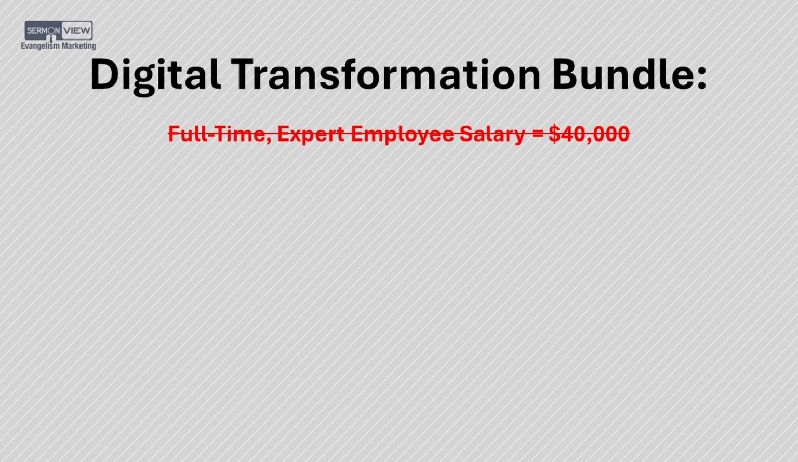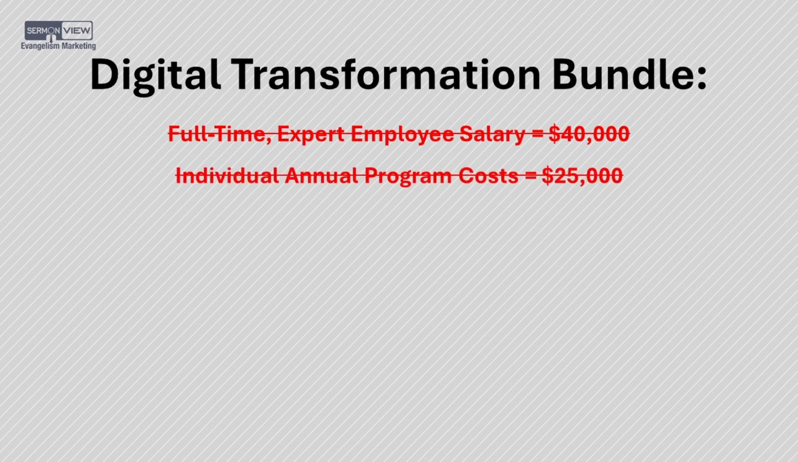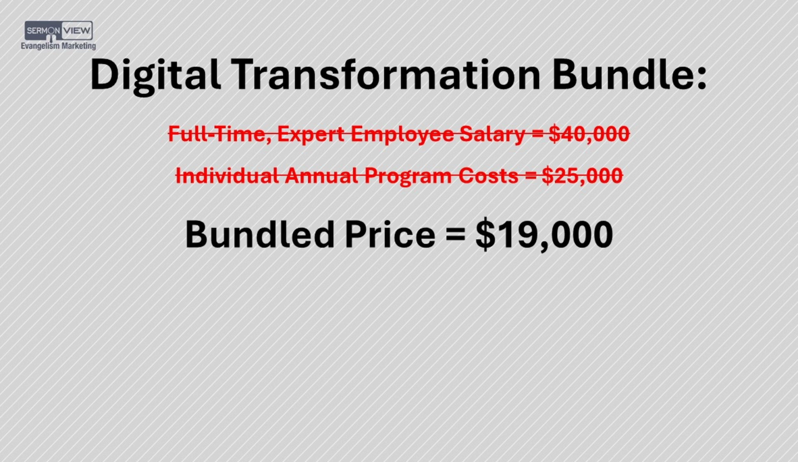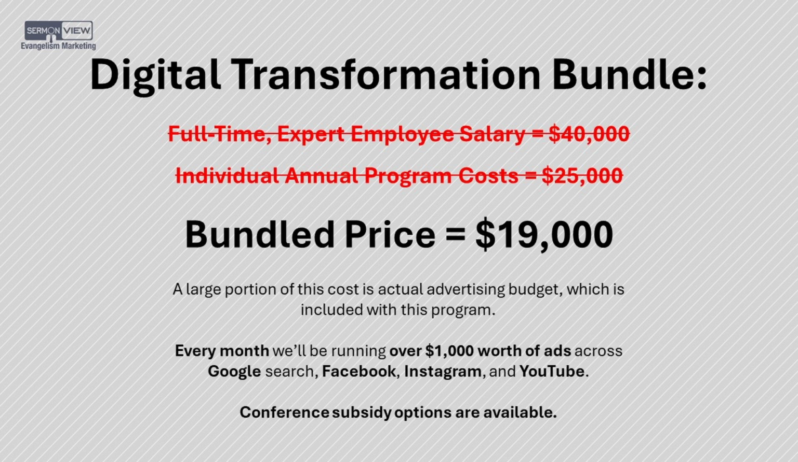And the value of these skills is going to cost you $40,000 minimum. And if they're good at all 5 of these skills, they're going to be way more expensive than that. If you were to buy these products individually from SermonView, the cost would be about $25,000 for the year. With the digital transformation bundle, we're going to do all of this for you for $19,000 for the year. And a large portion of this cost is the actual advertising budget, which is included in the program. Every month, we're going to be running over $1,000 worth of ads across Google Search, Facebook, Instagram, YouTube.